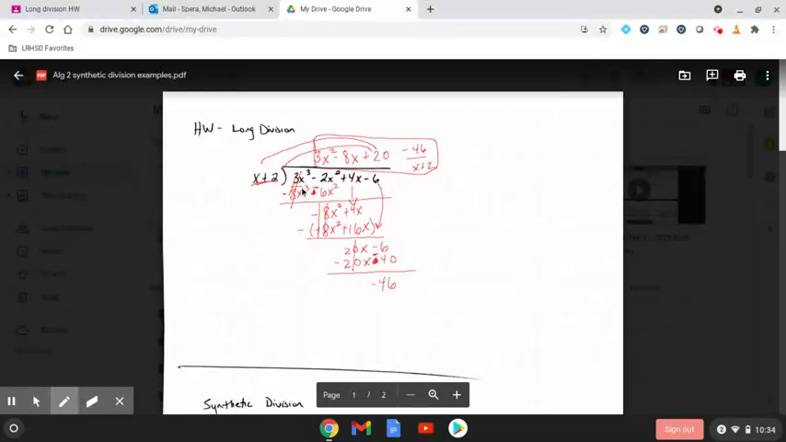Okay, just ignore those little lines. So that's long division. Now, we have to be able to do that. I am going to ask you to know both long division and synthetic division.